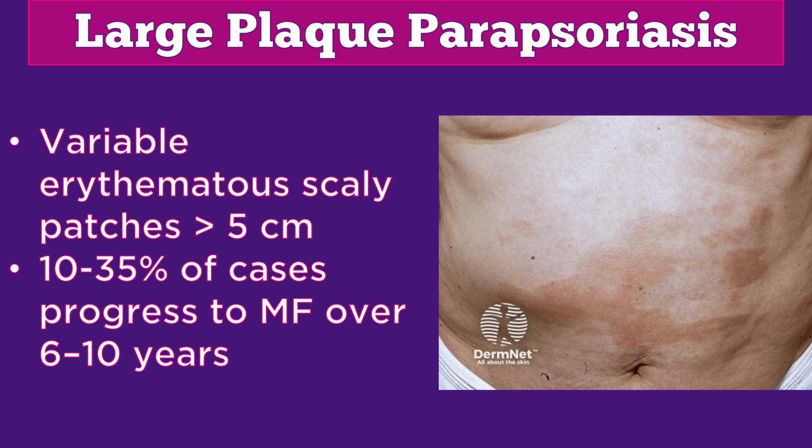Then we have large plaque parapsoriasis, which has a variable number of erythematous, scaly patches that are greater than 5 centimeters in diameter. Unlike small plaque parapsoriasis, large plaque parapsoriasis may progress to Mycosis fungoides, with estimates that 10 to 35% of cases progress to MF over 6 to 10 years. Again, 10 to 35% of cases progress to MF over 6 to 10 years.